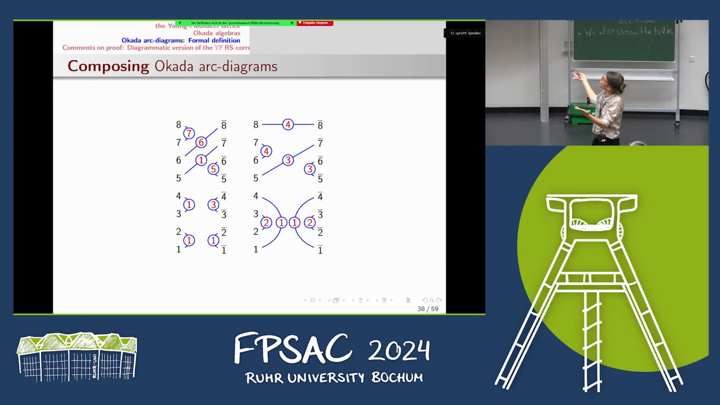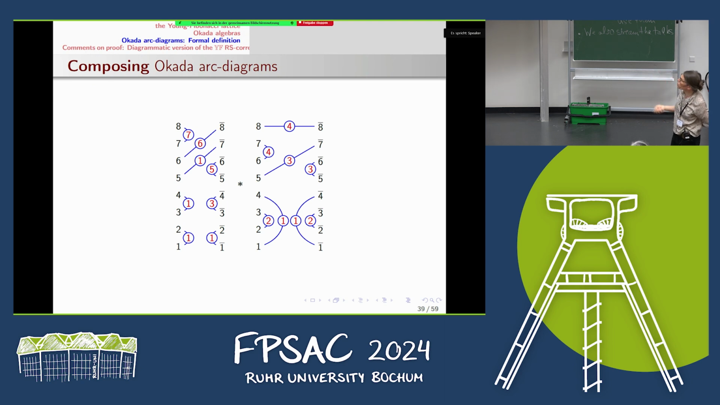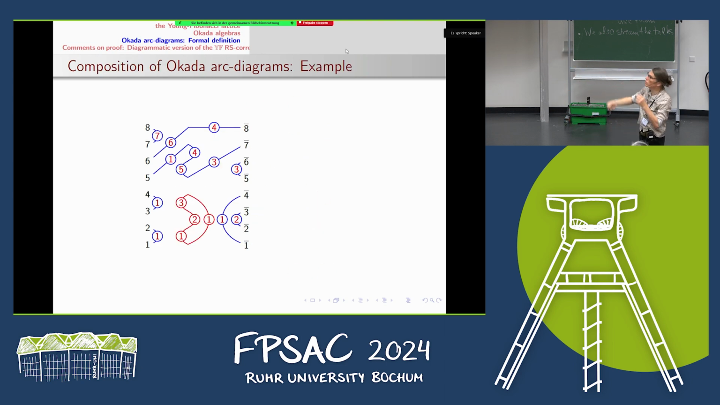Okay, and now, of course, like in the temporal Lieb algebra, we want to put these things together. We want to multiply them or compose them. And so if you like, we're going to merge the right-hand side of the left diagram with the left side of the right diagram, right? And when we do that, we get non-crossing arcs, but also possibly loops.